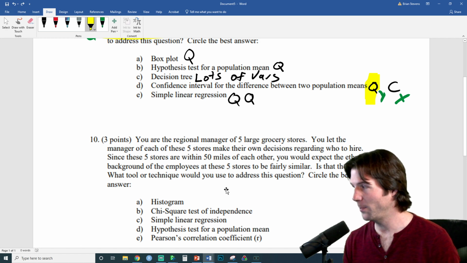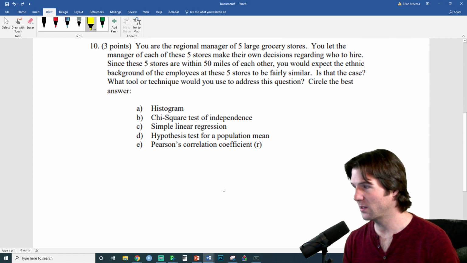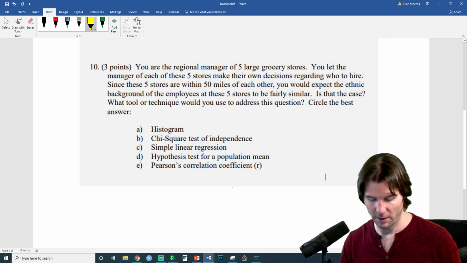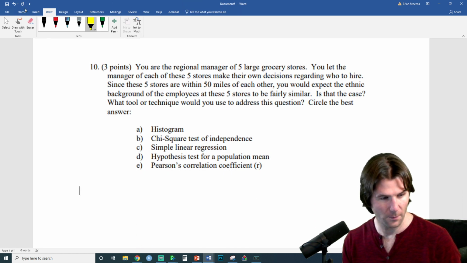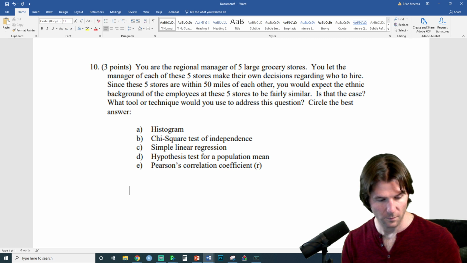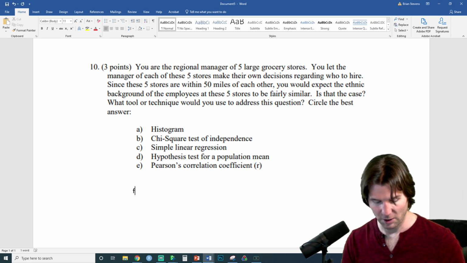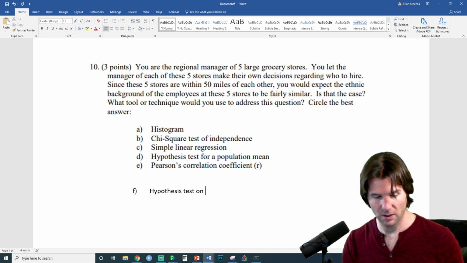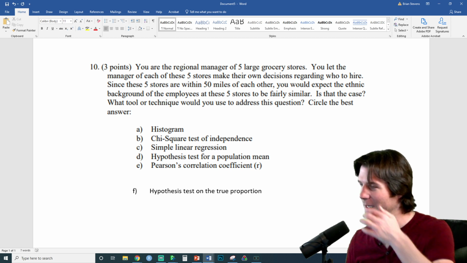So what would that be? That would be a hypothesis test. We'll add it in right here. Can I go below this? Here we go. That one would be choice F. And choice F right here is going to be a hypothesis test on the true proportion.